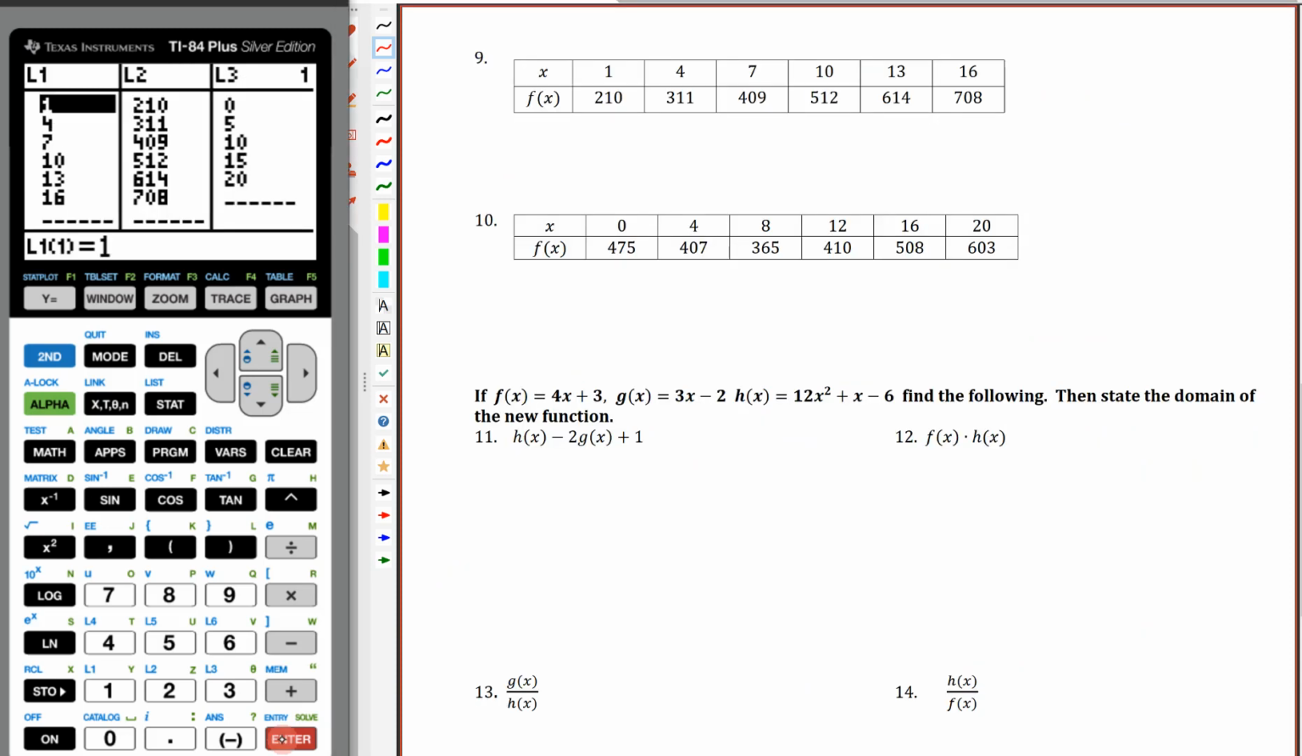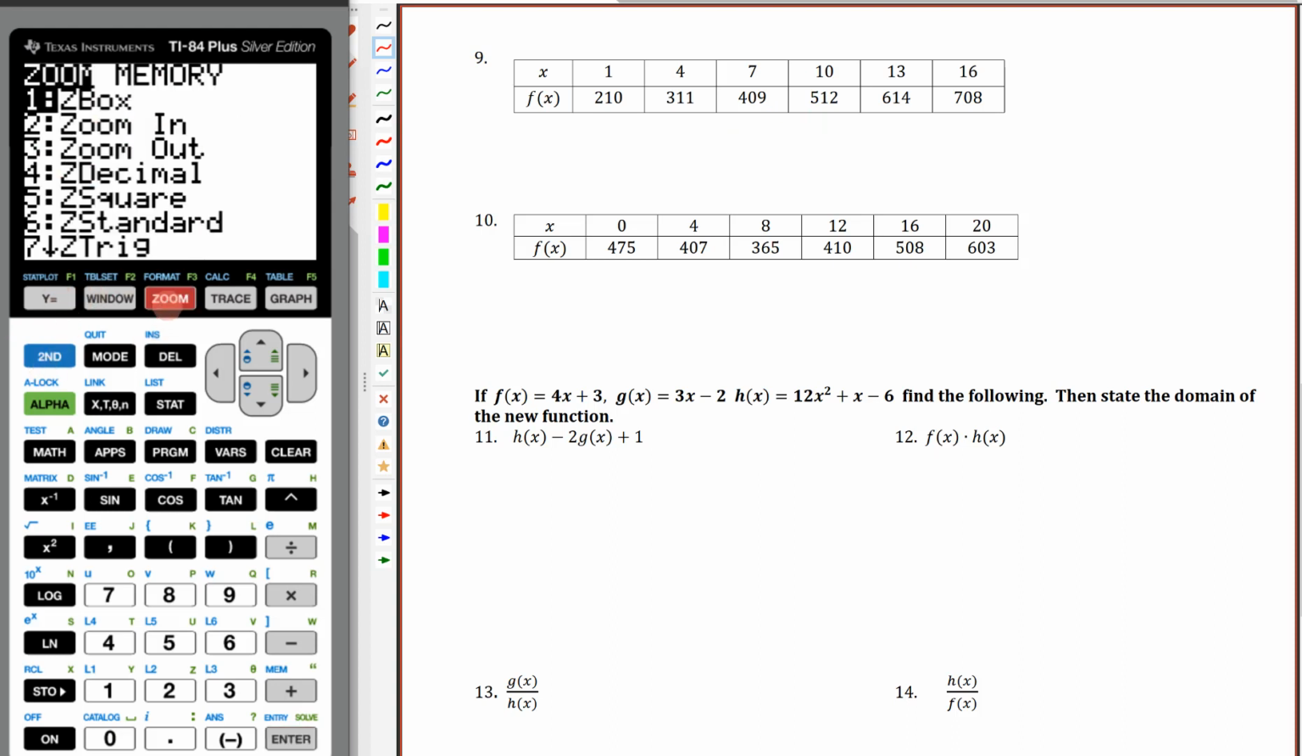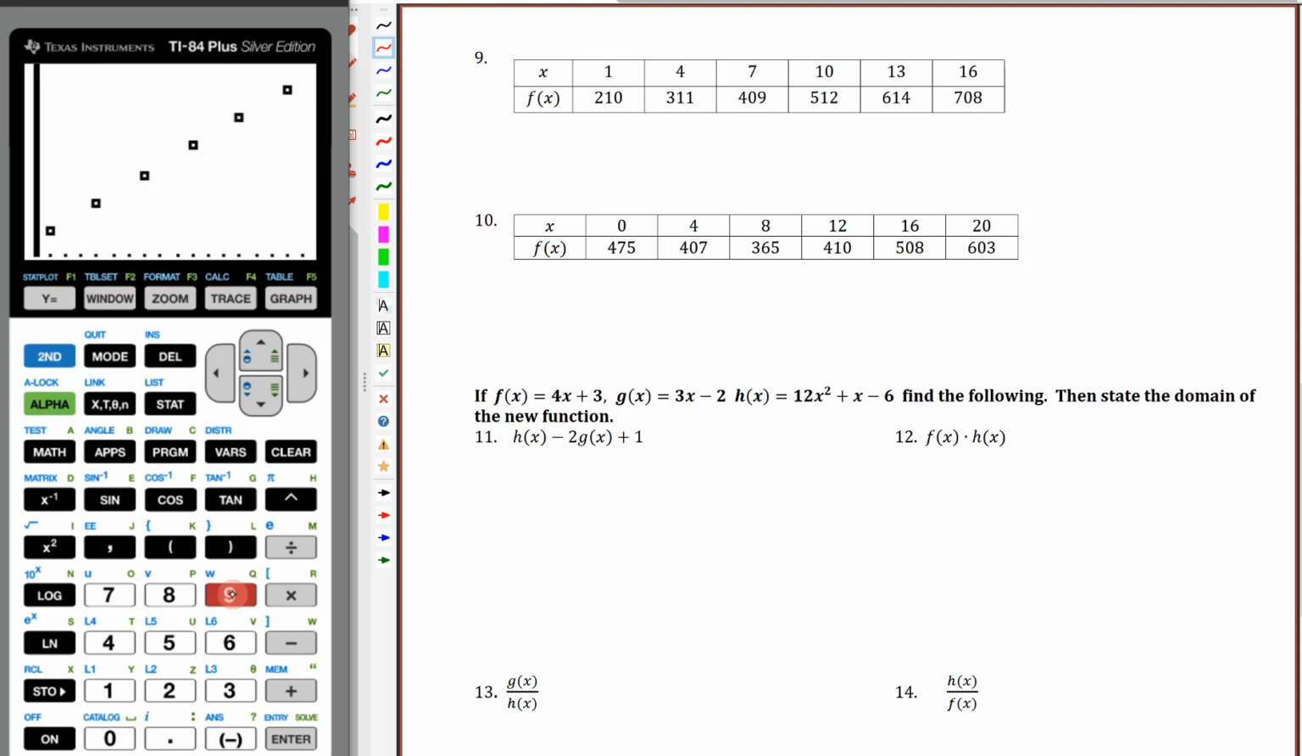Okay, we're on the back side now, and I've got number 9 all set to go. I've got 1, 4, 7, 10, and so forth. The next one is 2, 10, 3, 11. Double-checked all those. So again, because we've already got our stat plot set up with L1 and L2, and that's where I stored those, I'm just going to hit zoom. We'll hit 9. We'll make it do all the work.